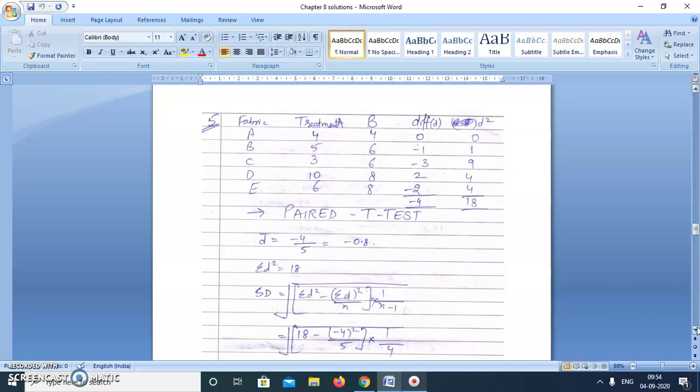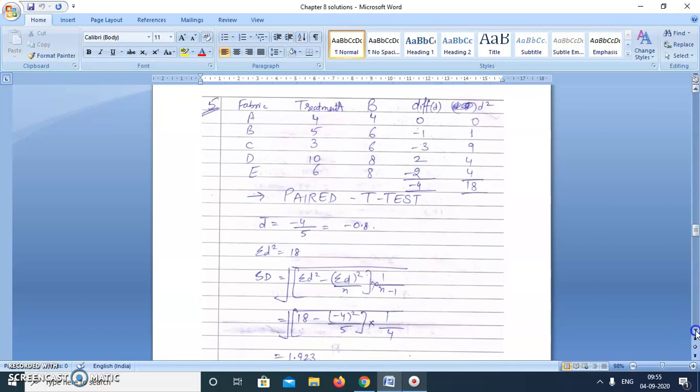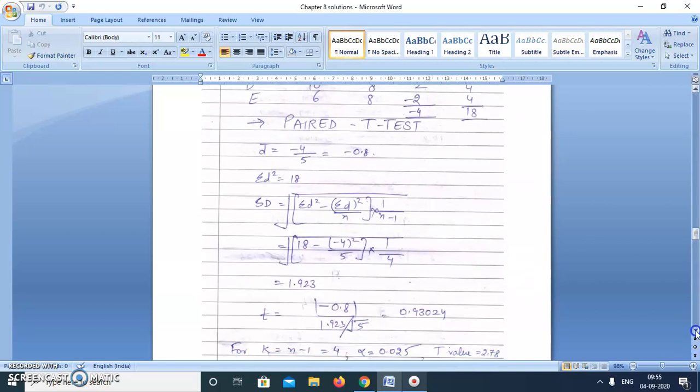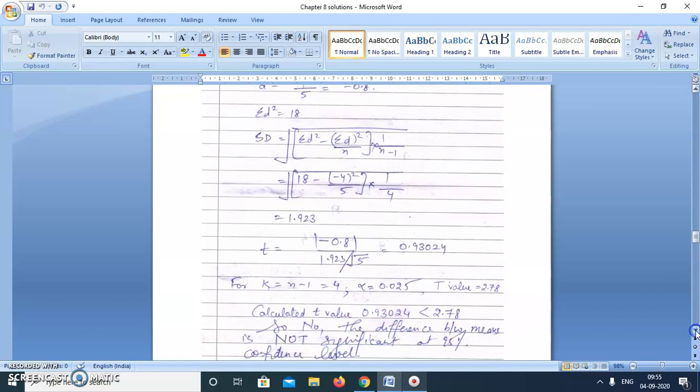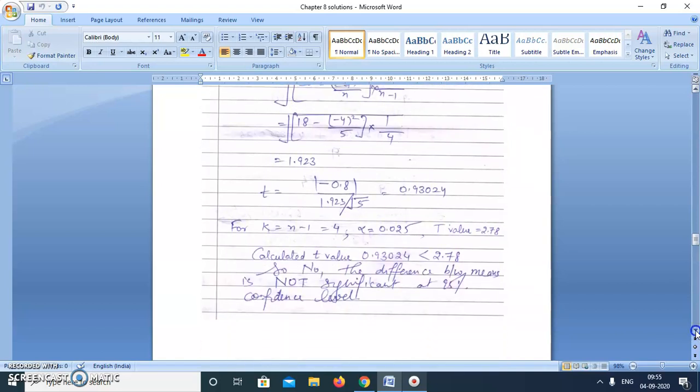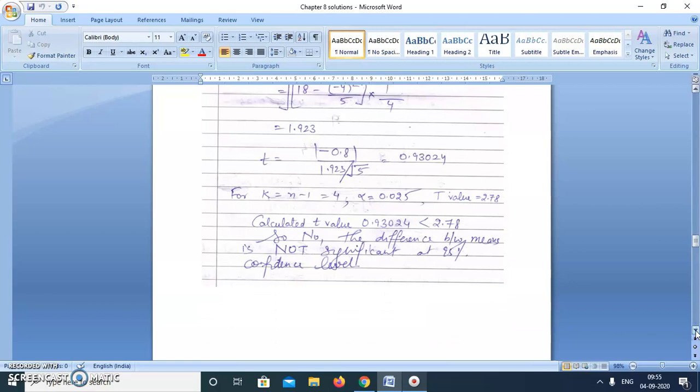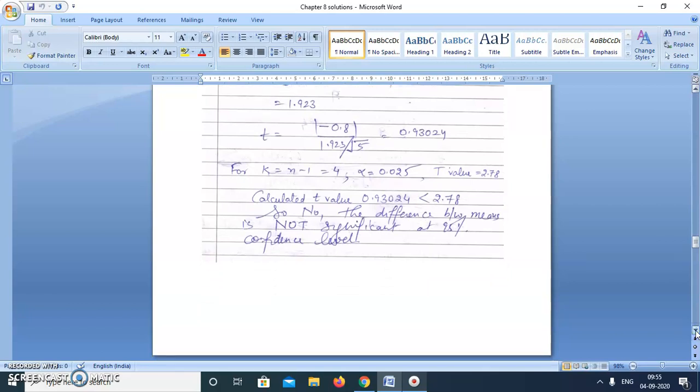Treatments are 2, A and B, but for fabric A I have given 2 treatments, for fabric B I have given 2 treatments. So we'll go for a paired or matched t-test, and we'll calculate the difference between the 2 readings, and we'll calculate the mean and standard deviation of this D, that is the difference between the 2 readings. I have shown the calculations here. I'll upload this matter in text form also, so you can see there.